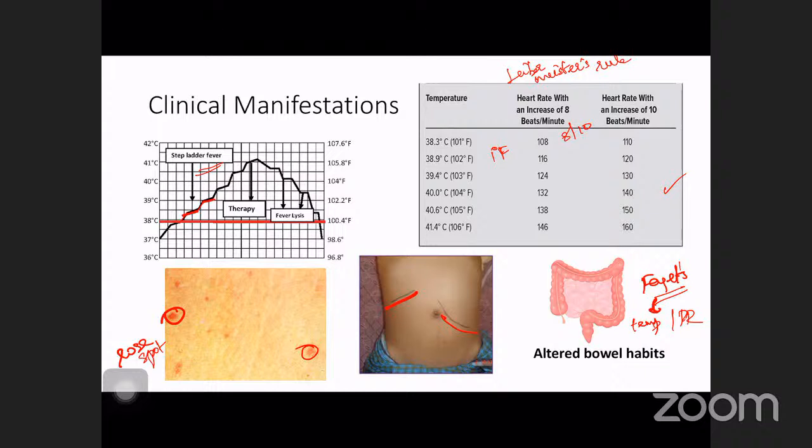So we have to look for relative bradycardia, the stepladder pattern of fever, and altered bowel habits. If we have this mixture of symptoms, then you can label it as typhoid fever. What do we mean by altered bowel habits? Usually the patient will have constipation for a time, then go on to diarrhea, and again have constipation. That feature is called altered bowel habits. So whenever the patient presents with fever with diarrhea, you have to ask whether he or she has altered bowel habits. That is one important feature to differentiate typhoid from other fevers.